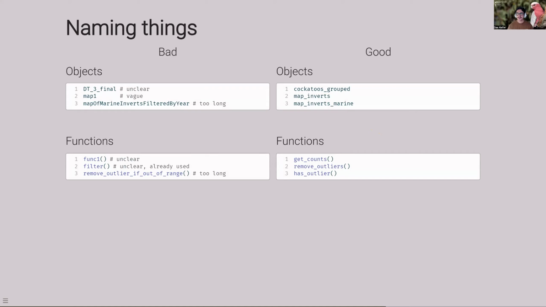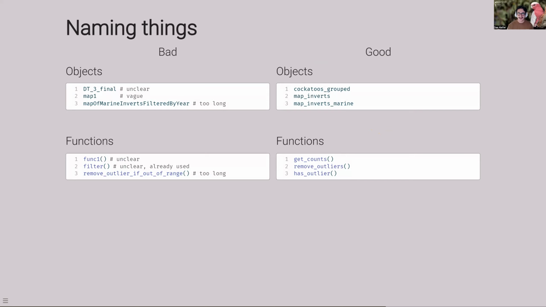Naming things can make a big difference in your code. And anyone who's ever coded before knows that this is so much harder to do than it sounds. So here I have some bad examples and I have some good examples. And in the bad, the general thing to avoid is acronyms that you don't remember. I actually don't remember why I said BT. Avoid unclear names, avoid vague names. Say exactly what it is.